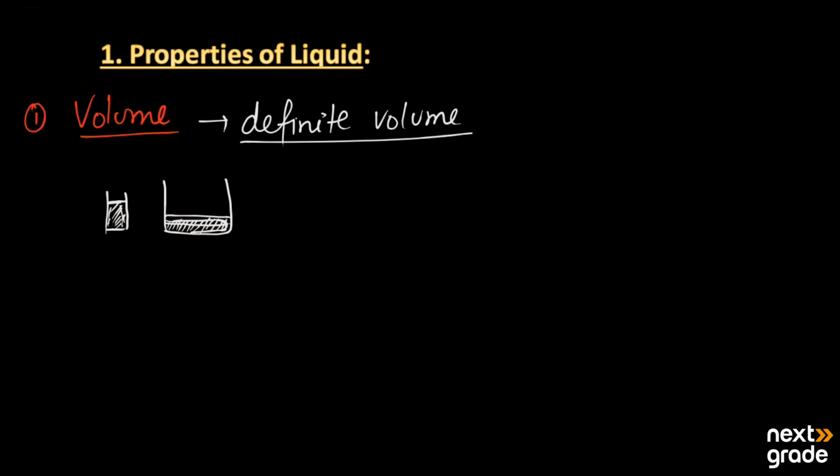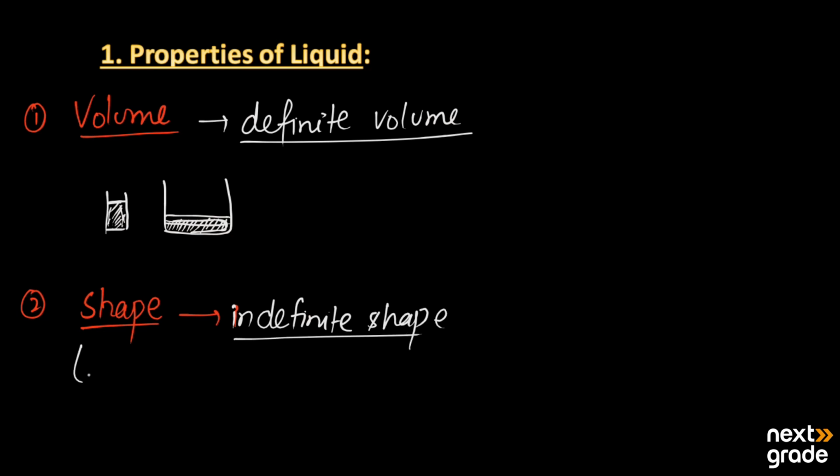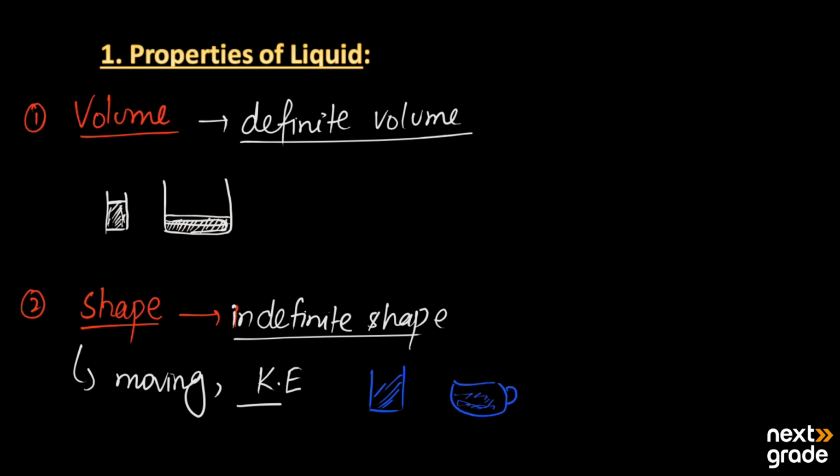On the other hand, when we look at the shape, they have indefinite shape. Now, why do they have indefinite shape? The reason is that their molecules are moving, possessing some specific kinetic energy. So when we pour it into a glass, it takes the shape of the glass. But when we pour it into a cup, it takes the shape of that cup. It means it can take the shape of the container where we place it. So that's why they have indefinite shape.